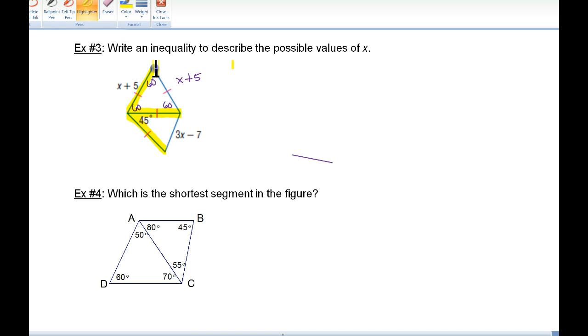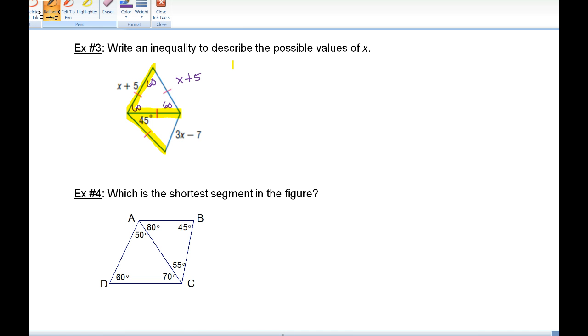So I can compare these two sides. It doesn't matter which two sides from the equilateral triangle we choose because they're all the same. They're all x plus 5: x plus 5, x plus 5, x plus 5. Here, I have to see how 3x minus 7 compares to x plus 5.